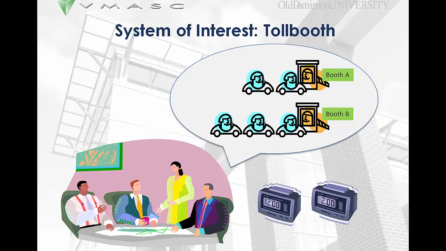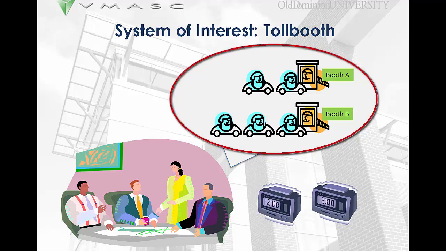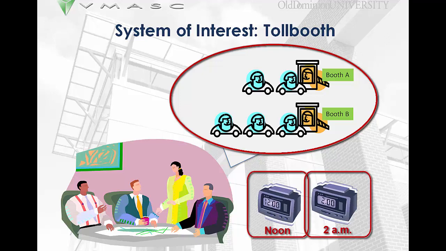Now before we start to build anything into an actual simulation, we want to have a solid understanding of what system it is we're trying to represent and how we want to represent that system within a simulation. That being said, the system of interest that we're using for this tutorial is a highly congested tollbooth area. This tollbooth has a high level of congestion between the hours of noon and 2 a.m., so a 14-hour stretch every day. And the ultimate goal is to reduce the amount of congestion seen at the tollbooth during these times.